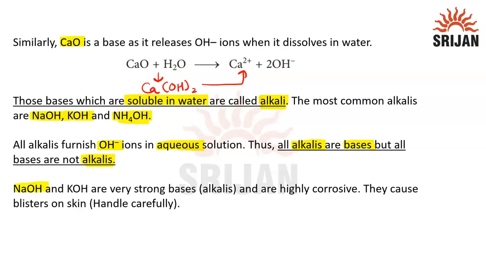NaOH and KOH basically are very strong alkalis or bases. They are water soluble and highly corrosive. If a single drop falls on someone's hand, it will basically burn the skin. So they cause blisters on skin. So we have to handle them carefully. Whenever we are using these bases in the laboratory, we must wear a proper lab coat. We must have hand gloves and all in order to use these bases.